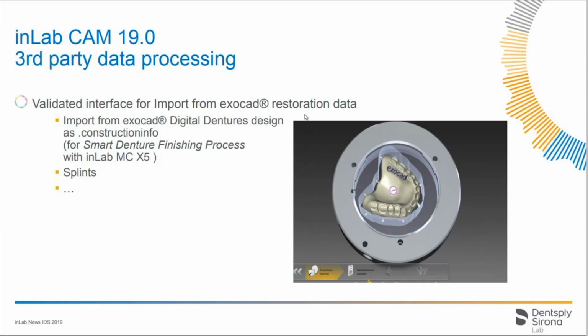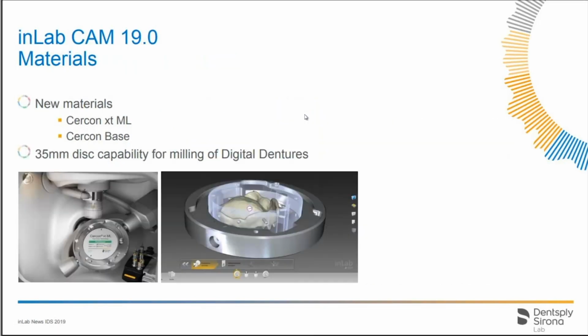All right, next we have inLab CAM 19.0 third-party data processing. Now we have a validated interface for import from exocad restoration data. It'll be imported as a .construction info. We have some new materials. We have the Sirona XT multi-layer, and now we can also choose 35mm disc capability for milling of digital dentures.